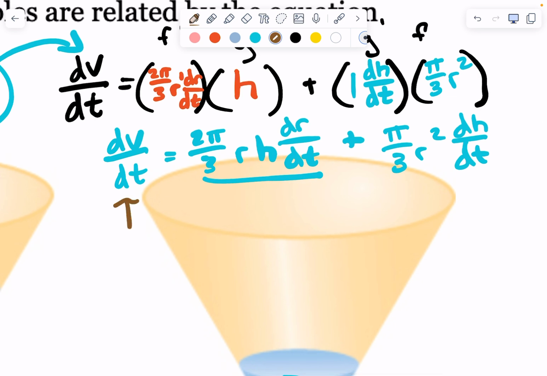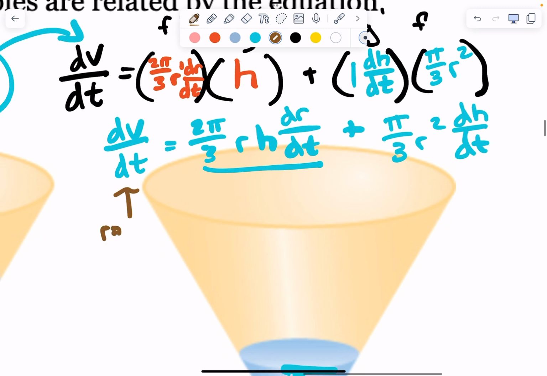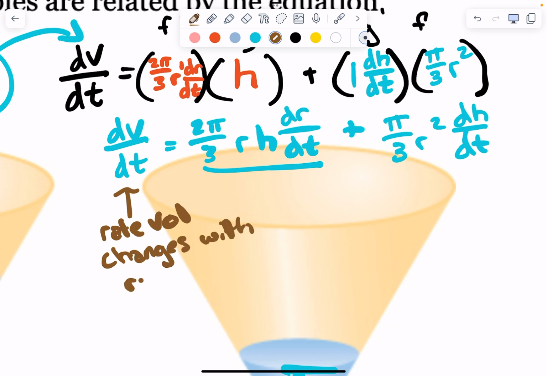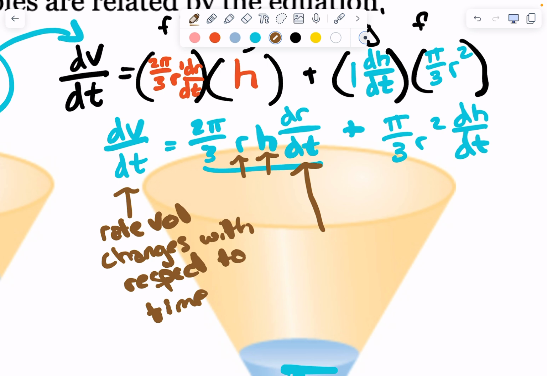All right, dV/dt is the rate that the volume changes with respect to time. If we're draining water out, the volume is changing at a constant rate. It's flowing out at the same rate no matter what, right? It feels like it's flowing out faster, but it's going to stay the same. r is just the radius. h is just the height. But what is dr/dt? What does that mean?